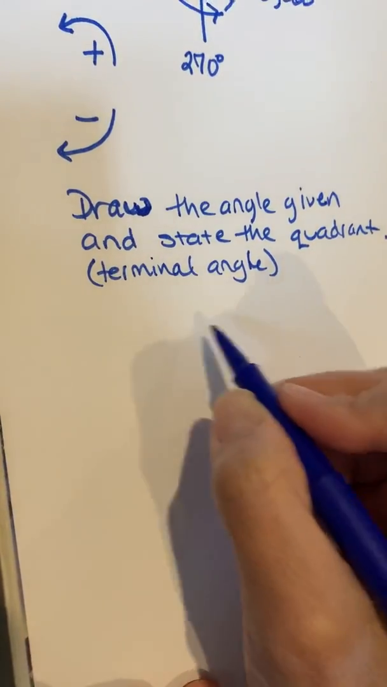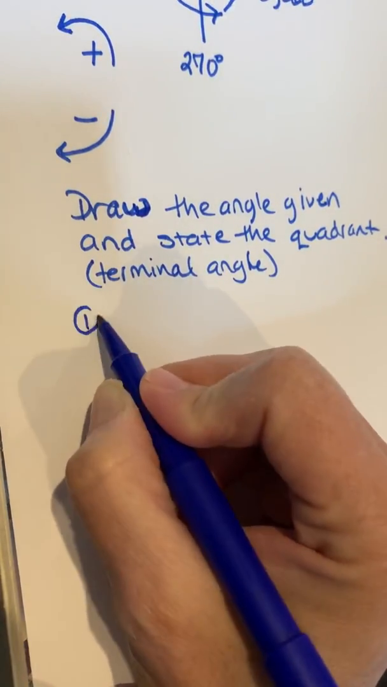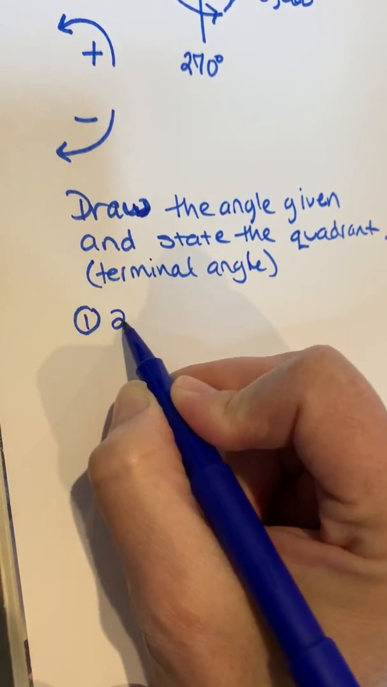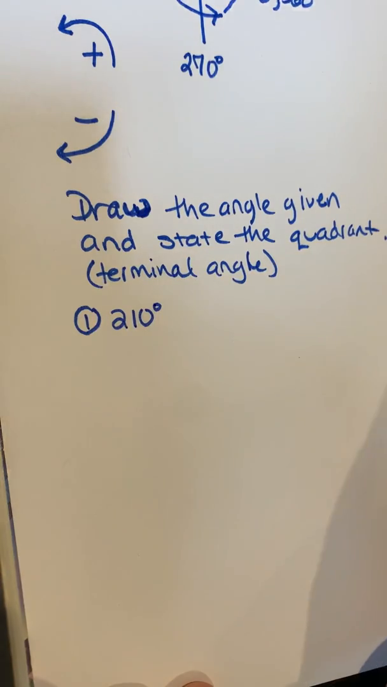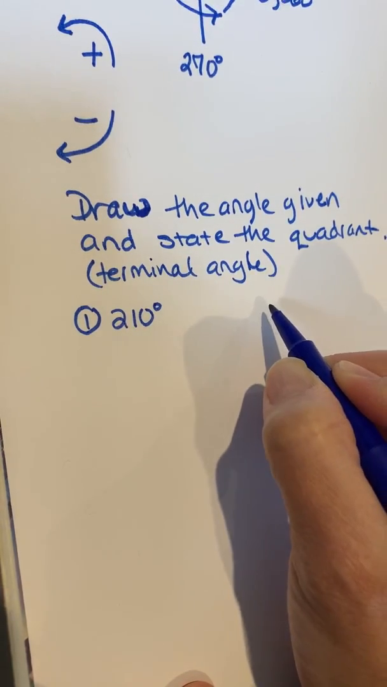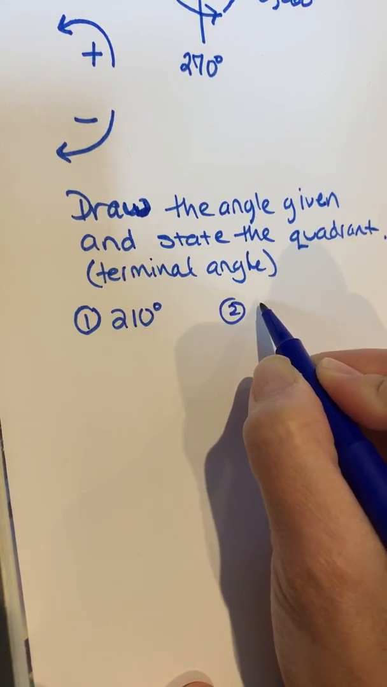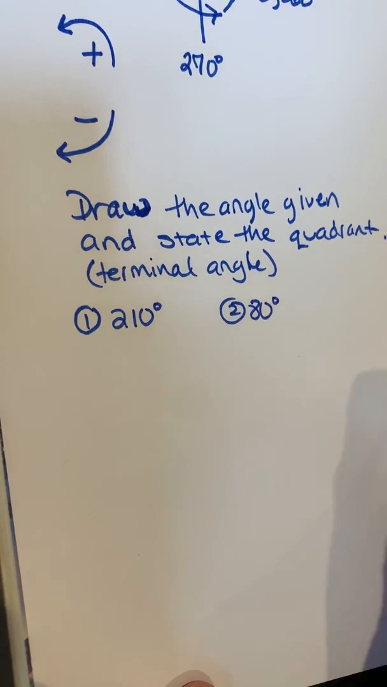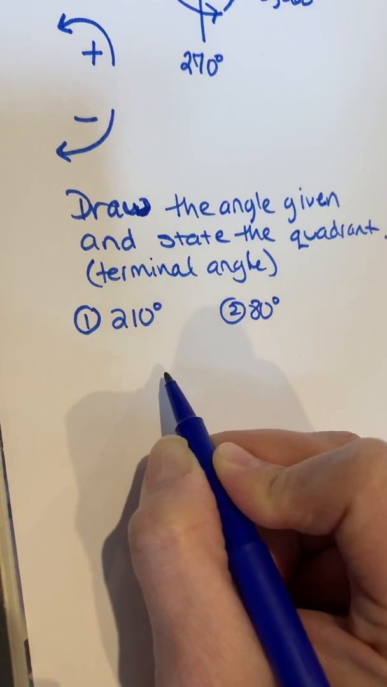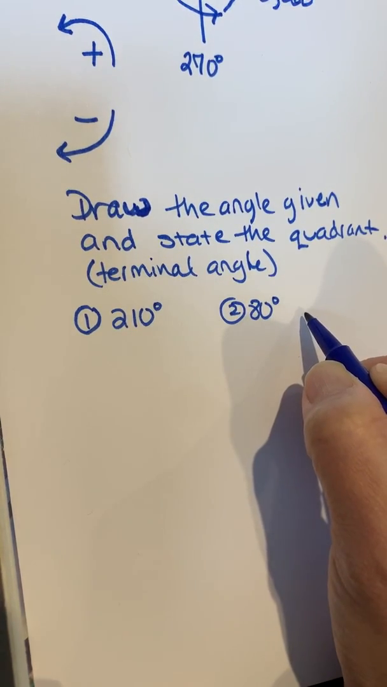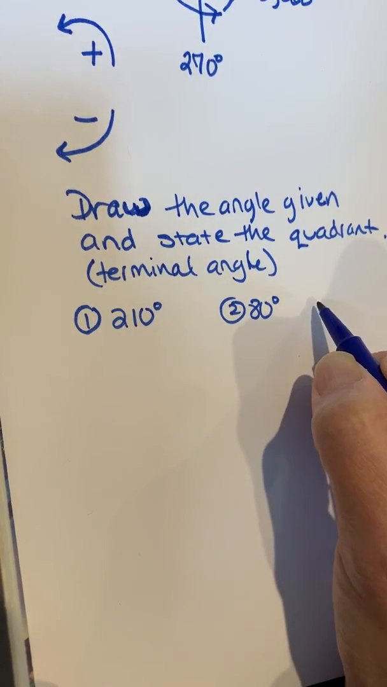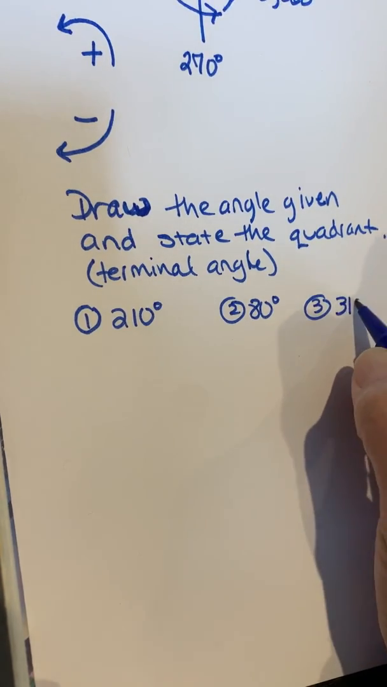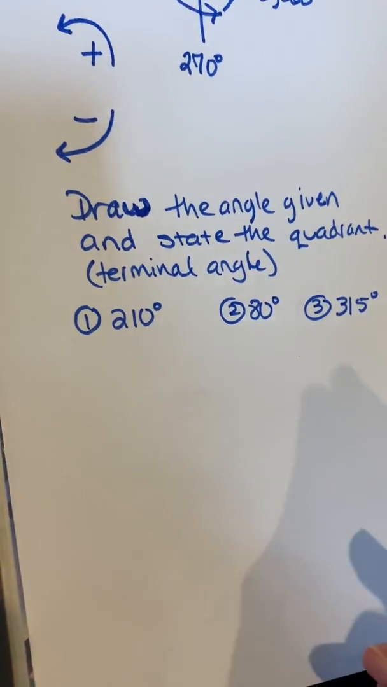Okay, number 1. Let's say I gave the angle 210 degrees. Number 2, I'm going to do 80 degrees. I'll do a couple of these and show you how this goes. I'll also do number 3, 315 degrees, just to show you how these all go.